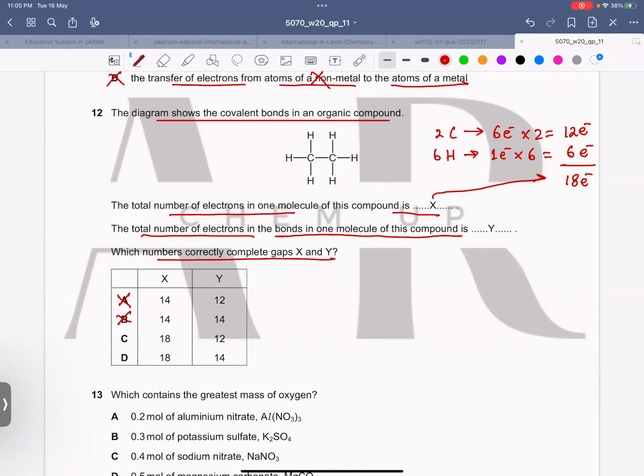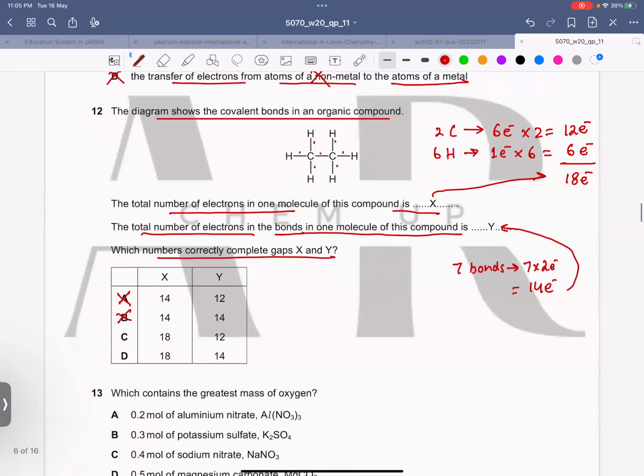Okay. Now, the total number of electrons in the bonds in one molecule of this compound. So see, count how many single bonds there are. 1, 2, 3, 4, 5, 6, 7. So there are 7 bonds, and each bond has 2 electrons. So 7 times 2 electrons would give you 14 electrons. So the value of Y would be 14, which makes C wrong, and our D option is correct. Is this clear? Yes.